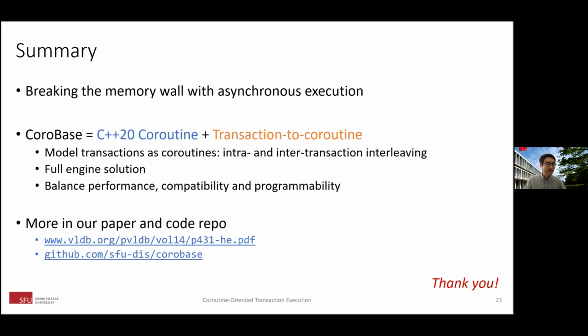So the key idea here, coming back to this, is we're using coroutines and a new paradigm, which is called transaction to coroutine, to model transactions as coroutines, so that we can do both intra and inter-transaction interleaving. And this is a full engine solution. If you think about it, it's a balance between performance, compatibility, and programmability. Programmability here meaning the cost of maintaining the code, the engine code itself.